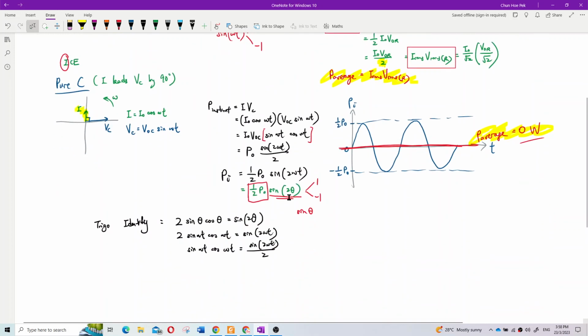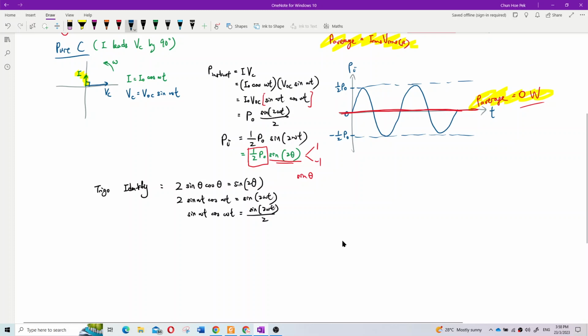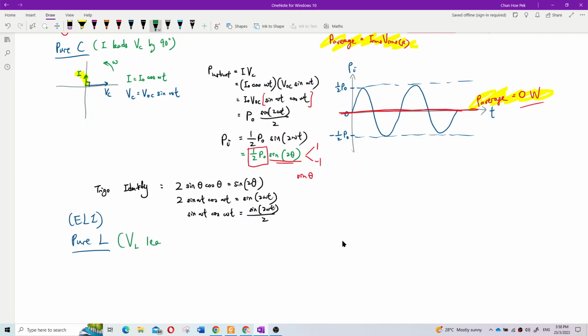Now, okay, let's look at inductor. They'll be the same. Inductor will be a little bit quicker. I won't stop too much. So again, this one is LE, and voltage is leading. Voltage is the boss now. Voltage leads.